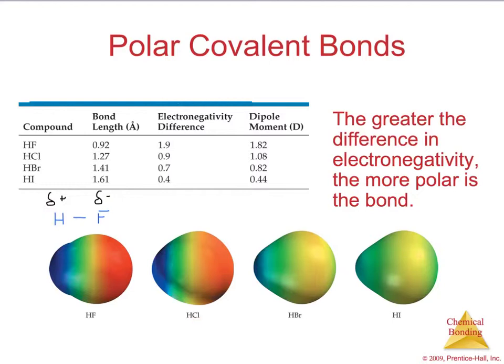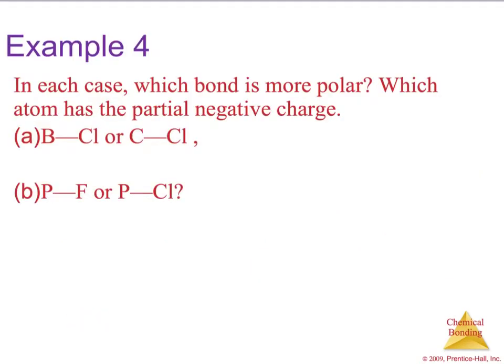Same thing when you look at hydrogen chloride or hydrogen bromide or hydrogen iodide. However, if you remember the trend in electronegativity, it tends to decrease as we go from top to bottom, with fluorine being at the top and iodine being at the bottom, so hydrogen iodide is less polar than hydrogen fluoride.